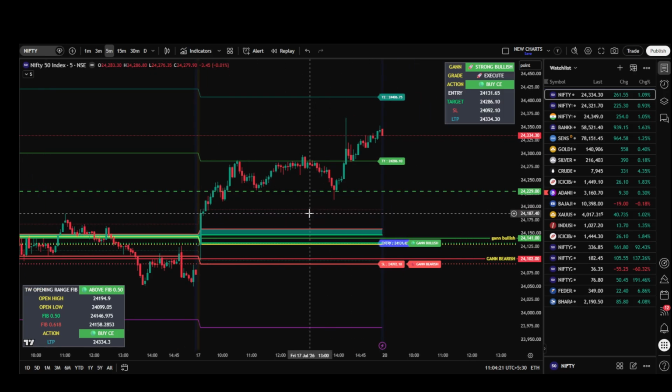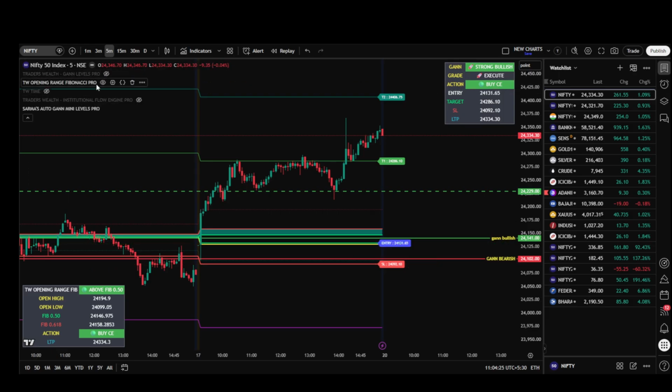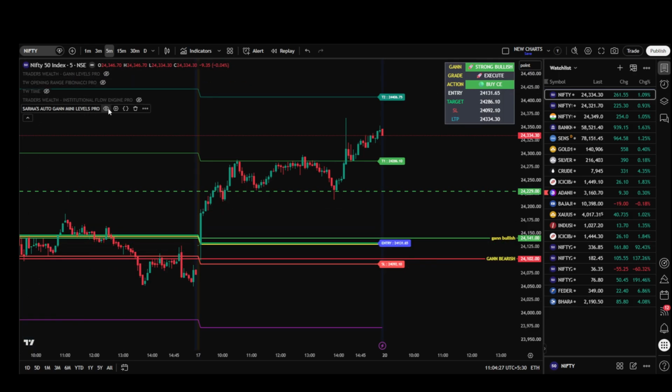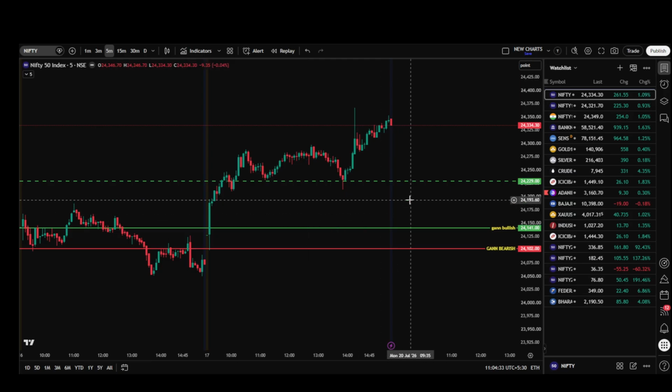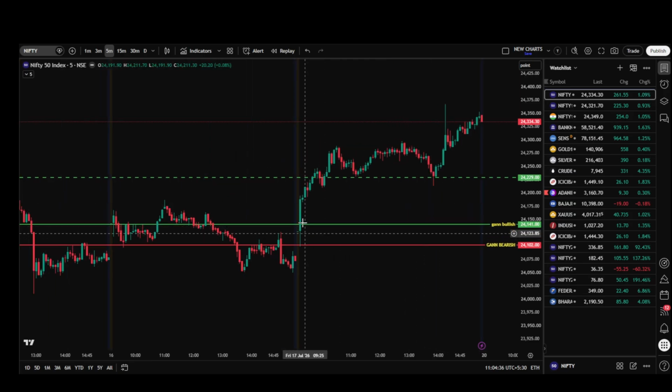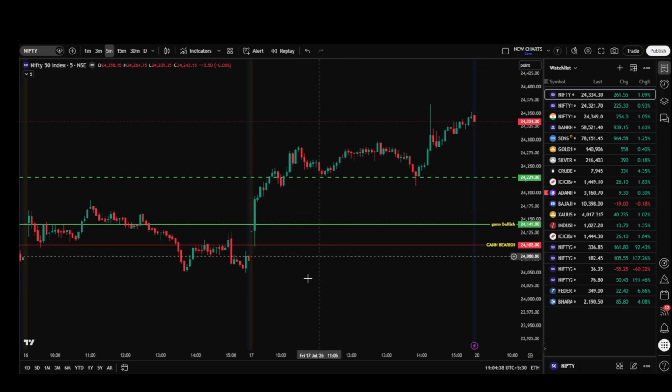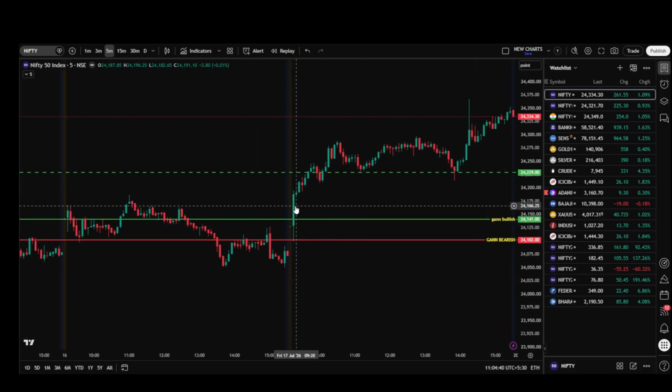So this is our Nifty chart, and I'm just hiding everything first. This is a bar chart of Nifty. On Friday we have seen this candle. So this is our Nifty first candle. As soon as 9:15 is completed, then we see this indicator.